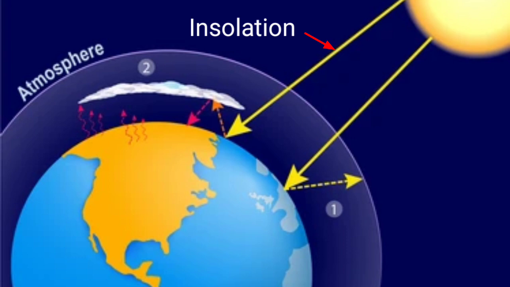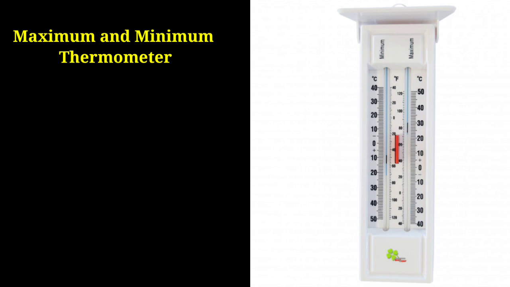Now, to measure the temperature of the air, the degree of hotness and coldness of the air, we need some instrument. The important one is the maximum and minimum thermometer. Now, the maximum and minimum thermometer is used to measure the highest temperature and the lowest temperature of the day. Very important to know: the maximum and minimum thermometer is used to record the highest and the lowest temperature of the day. So let us study what the elements used in a maximum and minimum thermometer are.